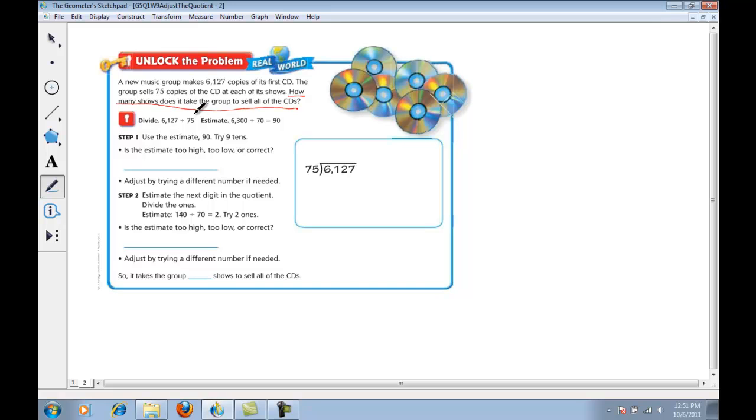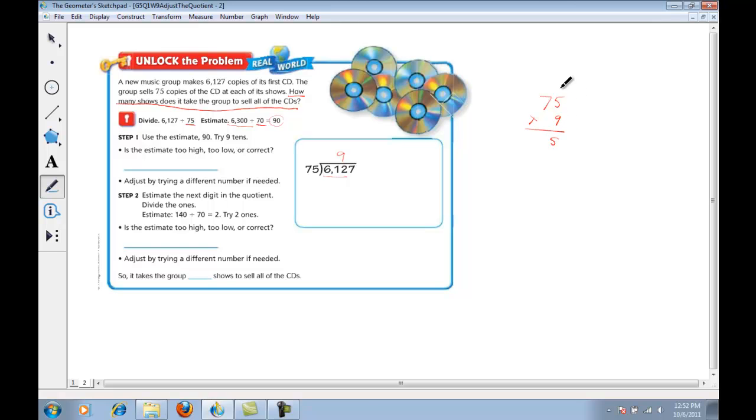So let's estimate. I can estimate the 75 to be about 70, and I can estimate the 6,127 to be about 6,300. 7 and 63 are compatible numbers, so I can do 6,300 divided by 70 to get 90. So I'm going to use 90 as my estimate. I'm going to take my 612 tens, and it's probably going to be about 9. So I'm going to put 9 tens in each of the 75 groups. So I would have 75 groups of 9. Let me see if that will work.